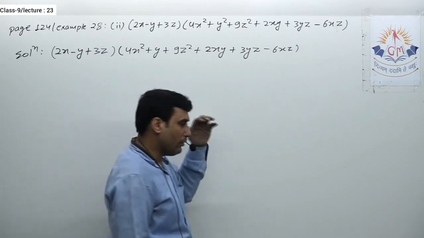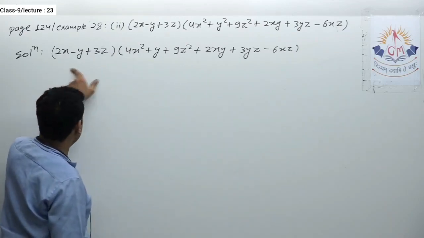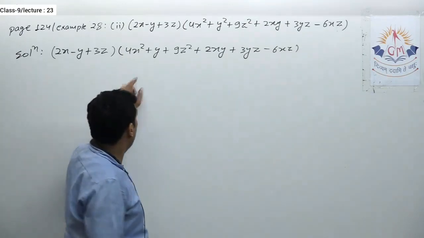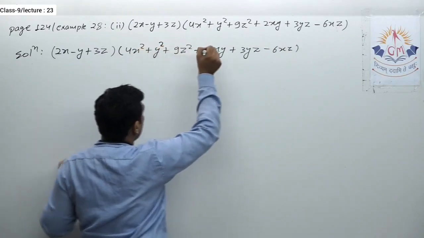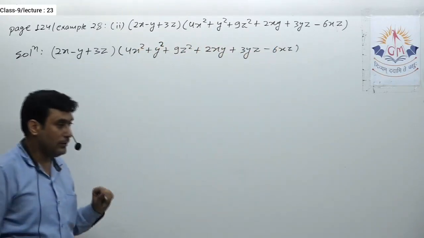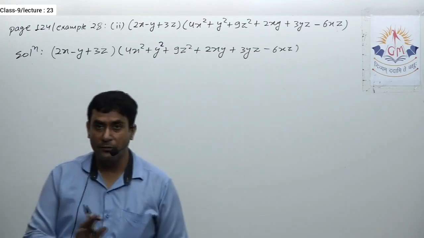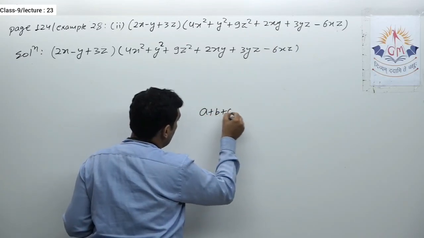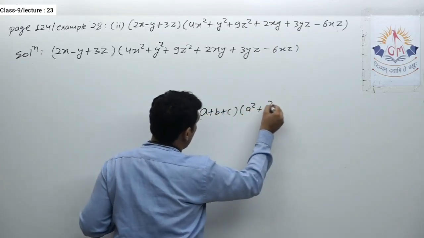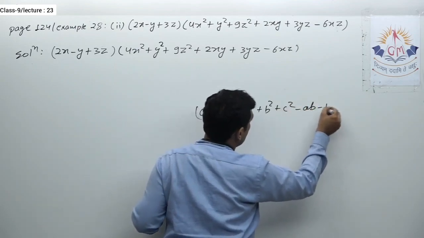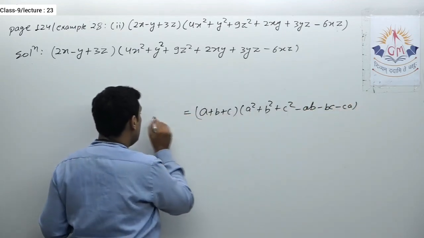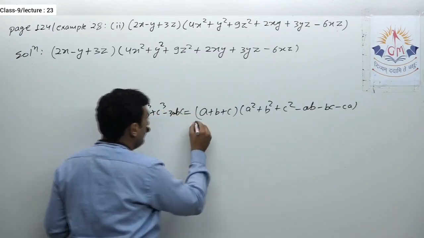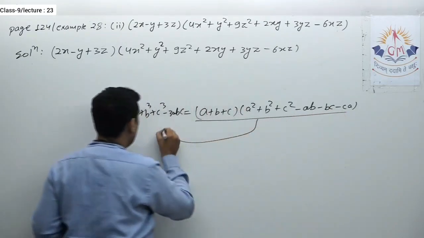Till now we have seen so many identities. There wasn't any identity in which the first bracket contains 3 terms. Now over here there are 3 terms of square and then 3 terms like this. So by seeing this type of expression, the very first thing that should come to your mind might be the identity of (a plus b plus c)(a square plus b square plus c square minus ab minus bc minus ca), that is actually equal to a cube plus b cube plus c cube minus 3abc. So the product of these two will be this.